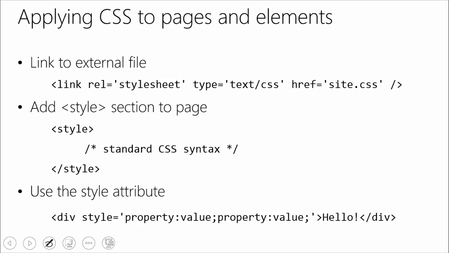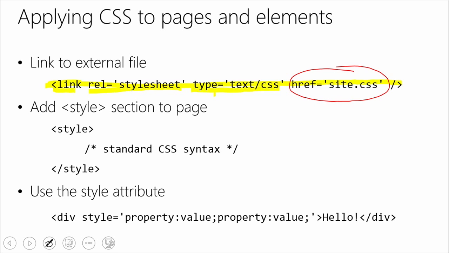And as it turns out, there are 3 different ways that you can apply a style sheet or style to a page or to an element. The first way, and generally speaking the preferred way, is to link to it. You'll notice that it's a link, rel equals stylesheet, type equals text/css, and then wherever that reference happens to be. Now the nice part about doing that is once again that nice clean separation of concerns.